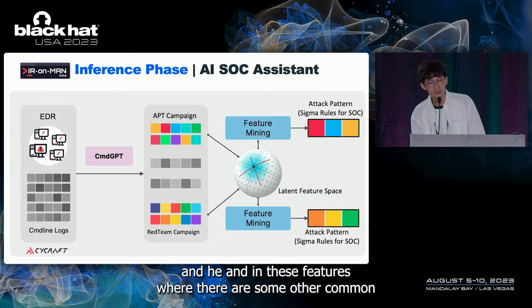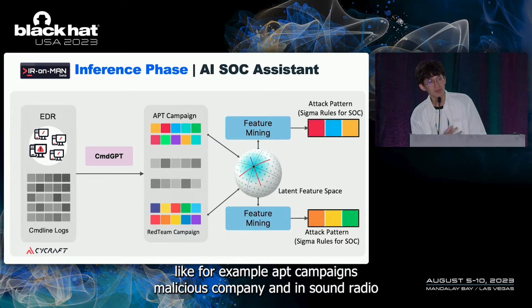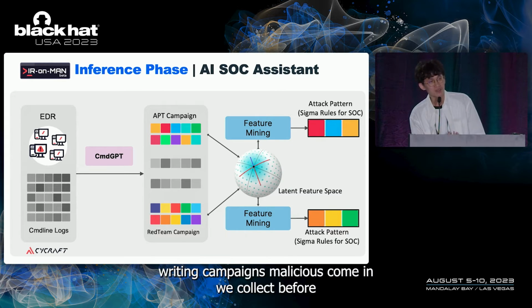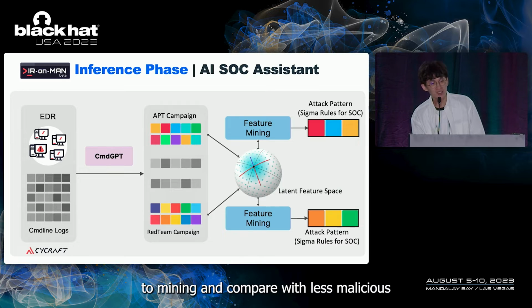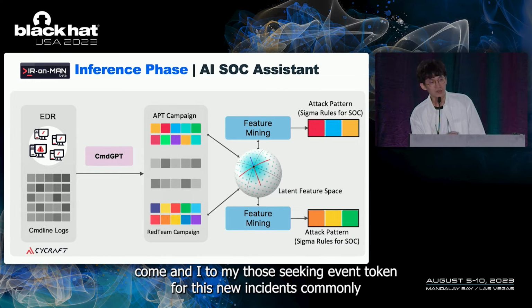In this feature space, there are also other command lines, for example, malicious command lines from APT campaigns and ransomware campaigns we collected before. So we can work directly in the unified feature space, mining and comparing with these malicious command lines to mine the significant token for this new incident's command line.